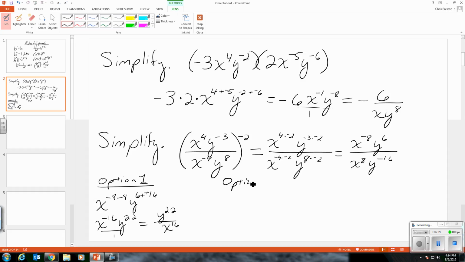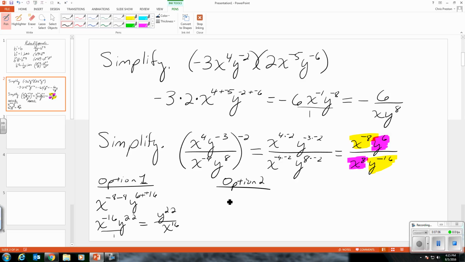Option 2, what I do is I say anywhere I have a negative exponent, that part gets reciprocated. So the ones with negative exponents are this x term and this y term. So those two are going to switch. But the other x and y are not. So the purple ones are going to stay where they're at while the yellow ones are going to flip.